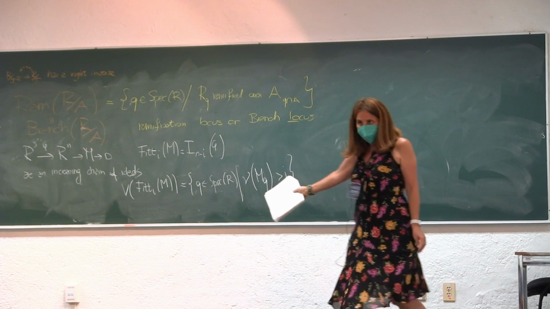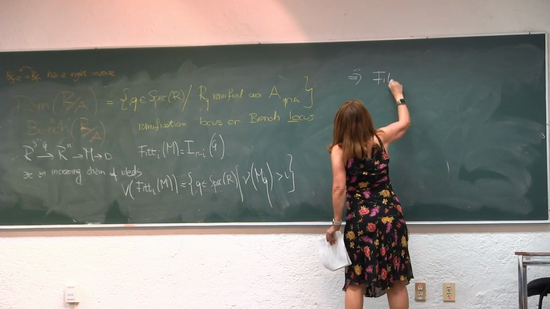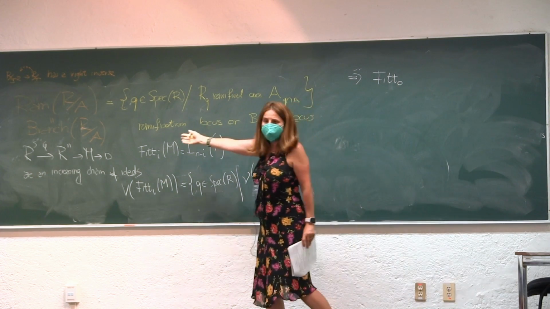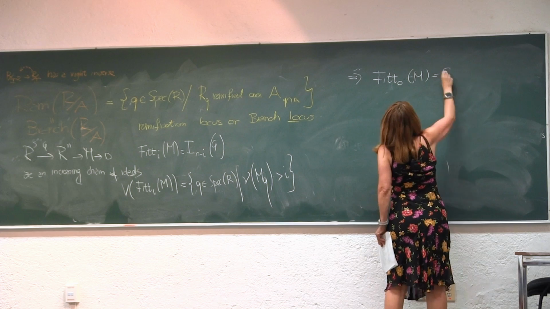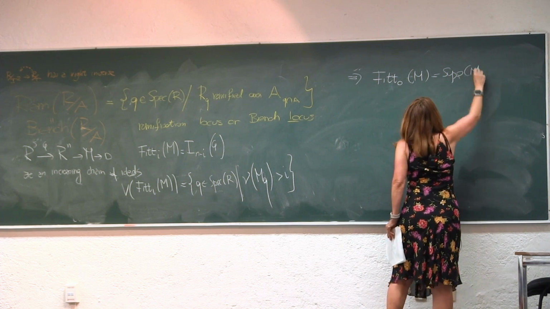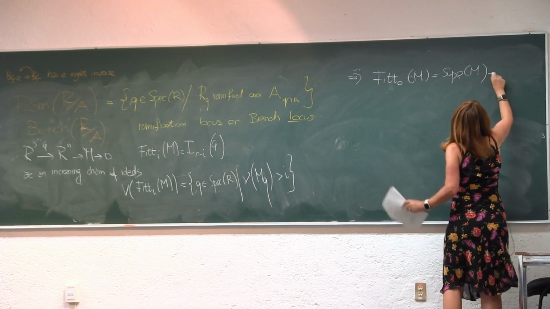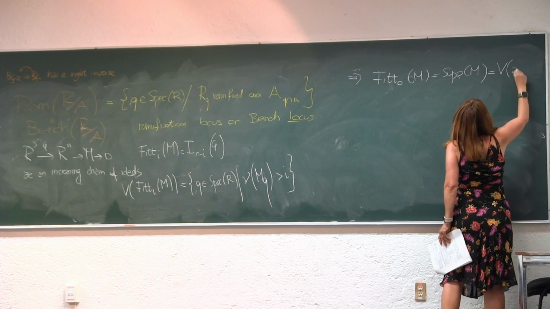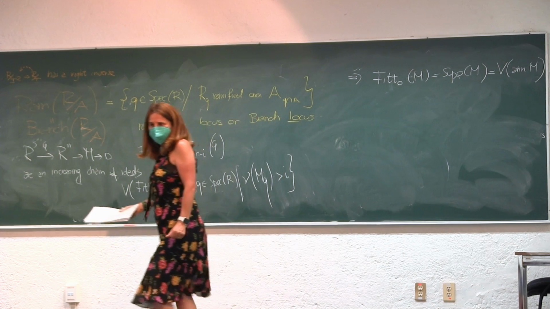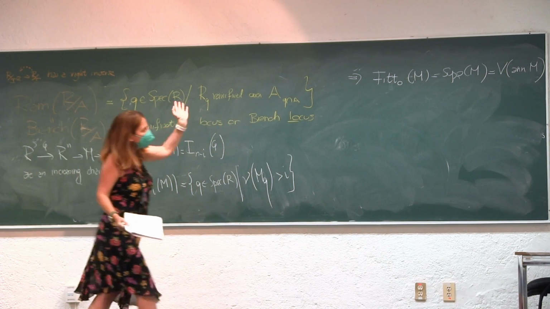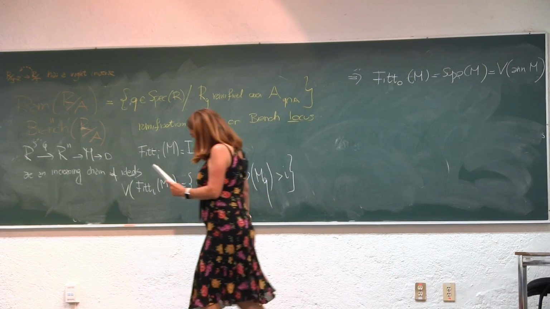So I hope you have done this in the homework. And now, in particular, if you look at Fitting 0, which is the ideal of maximal minors, this gives me the support of the module, because the module has to have at least one generator. So it's non-zero. You know? And this, again, in the homework, is the same as V of the annihilator of M. Okay? That's actually the definition of the support, or you can prove that these are equivalent. I mean, you did this in any basic algebra classes.